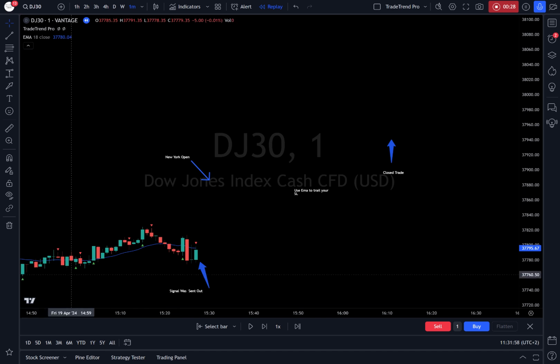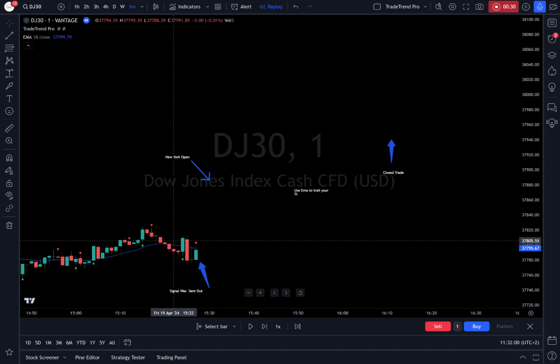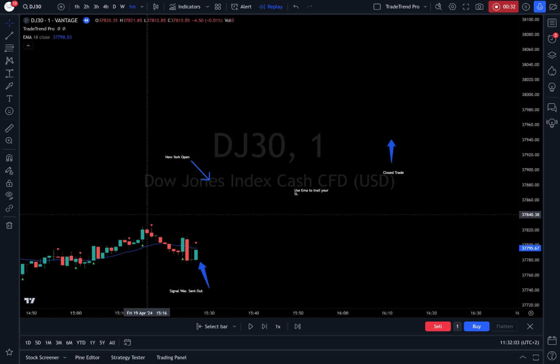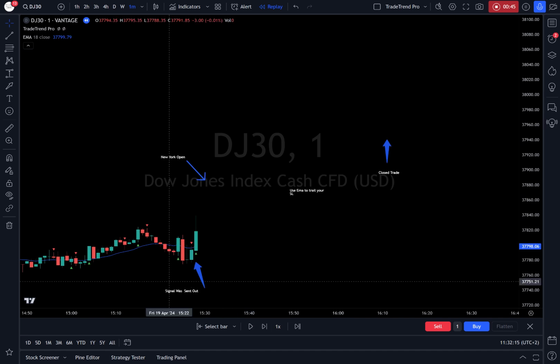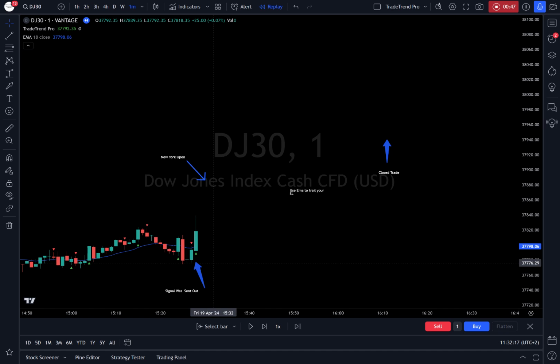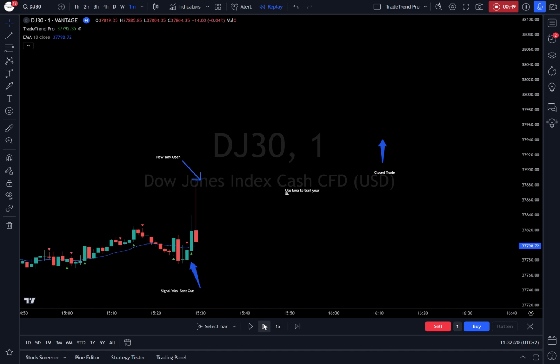This indicates buys, and the red here is support and resistance. So you're going to see the power here. I'm going to play it here and you will see what it looks like. So the signal was sent out here. I'm going to play again.